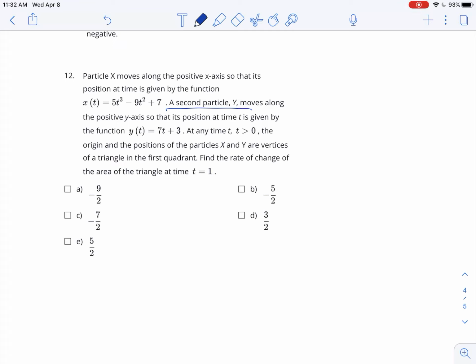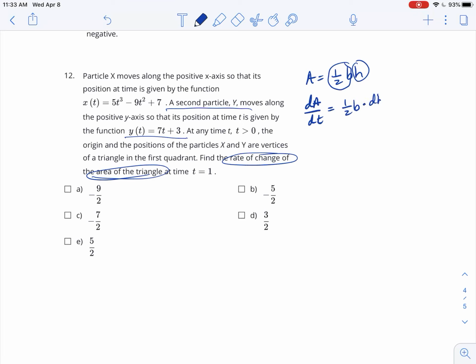All right, I think this is the last one. Particle moves on the x-axis, same thing. A second particle moves on the positive y-axis, so its position is given by this. The origin and the positions of the particles x and y are vertices of a triangle in the first quadrant. Find the rate of change of the area of the triangle. Yikes. Okay, so if I'm looking for the rate of change of the area of a triangle, that's not too bad. Area is 1/2 base times height. And if I want to find that rate of change of the area, well, that's just the derivative, dA/dt.